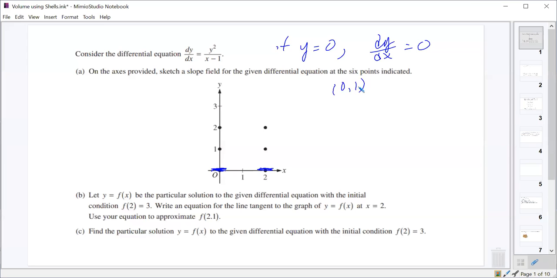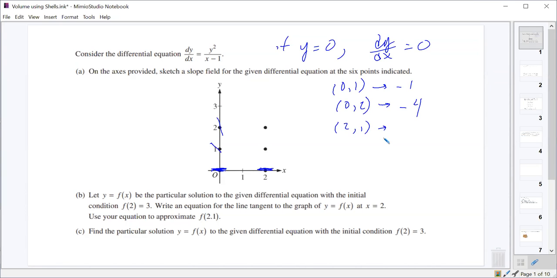The point (0, 1), what do you get if you plug in (0, 1)? -1, so it should look about like that. About like that, good enough. Doesn't have to be perfect, just pretty good. The point (0, 2), what do you get? -4. So it should be negative, but pretty steep. That's good enough, right?